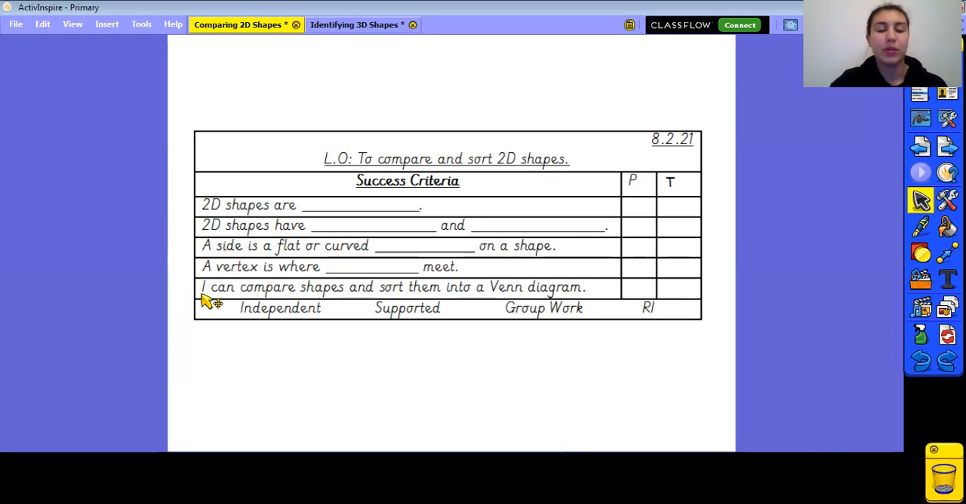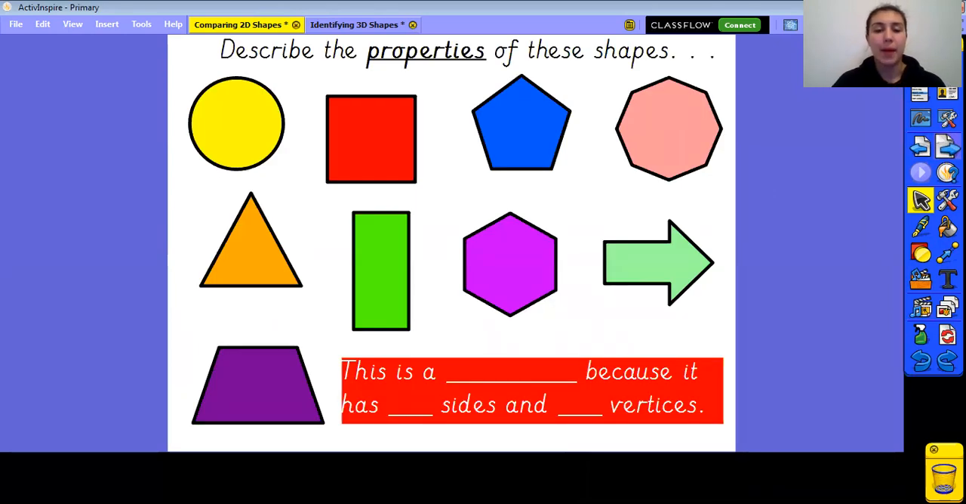And what we're going to do today is we're going to bring all of that together to be able to sort and compare shapes on a Venn diagram. But before we do that, let's recap our knowledge of these properties. So once again, you're going to pause the video and have a go at using this STEM sentence here to describe each of the shapes on the screen. This is a, and then name of the shape, because it has sides and vertices.